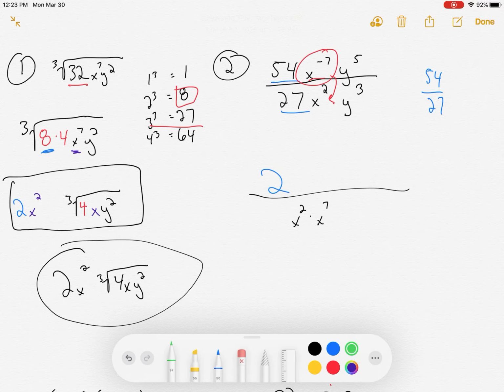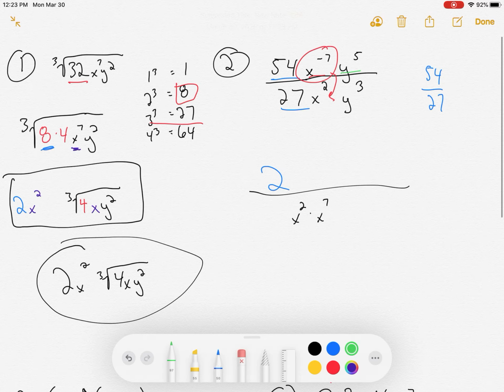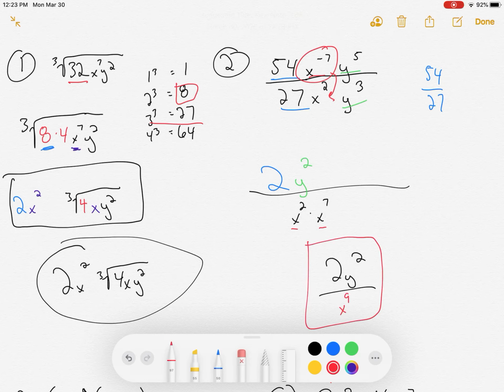Okay, now for my y's, I have a y to the 5th on top and a y to the 3rd on bottom. You need to ask yourself, which one's bigger, top or bottom? The top is bigger. By how many? 2. And now the last thing we need to do is just simplify the bottom. Again, I have the same base here. This has an x, this has an x. So when we are multiplying exponents with the same base, we simply add the exponents. So this turns into 2y squared over x to the 9th power. That would be your final answer.